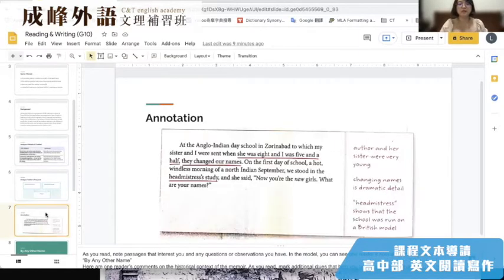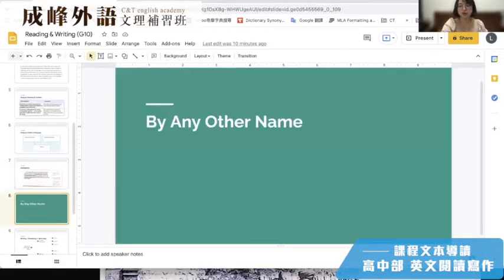One more thing: annotation. As we read, note passages that interest you, or any observations and questions you have. In the example here, you can see a reader's notes about the opening of "By Any Other Name." There's an underline at "She was 8 and I was 5.5 and they changed our names." Another is "headmistress's study." Also, the author and her sister were very young and their names got changed. Changing names is a dramatic detail, and the headmistress shows that the school was run on a British model. Okay, so now let's get on to our reading here.